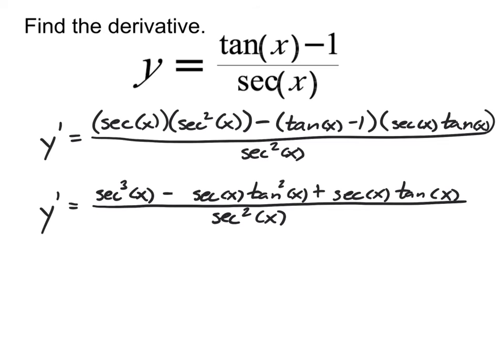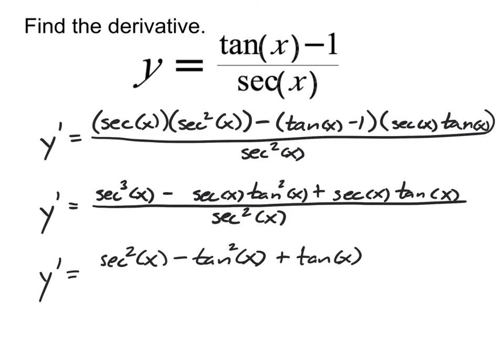But we do have secants in everything on the top, and there's secants in the bottom. And so I can cancel out a secant out of every single term. So if we just do that part, then we end up with secant squared of x now, instead of secant cubed, minus tangent squared of x, because we got rid of the secant out of that term, and then plus, get rid of the secant out of this term, so that just leaves tangent. And then that's all over, again, take a secant out, that leaves us just with secant of x on the bottom.